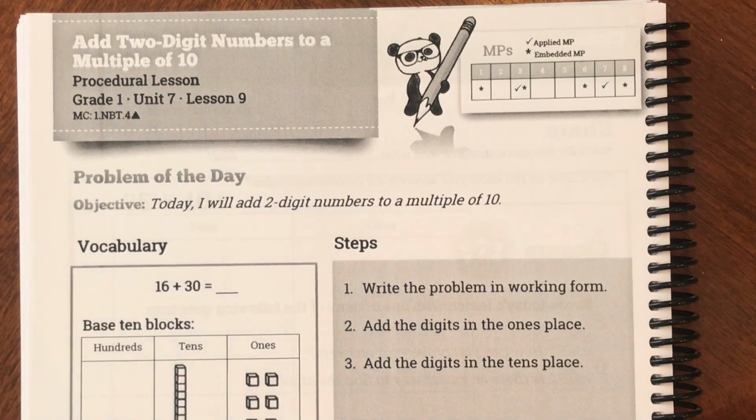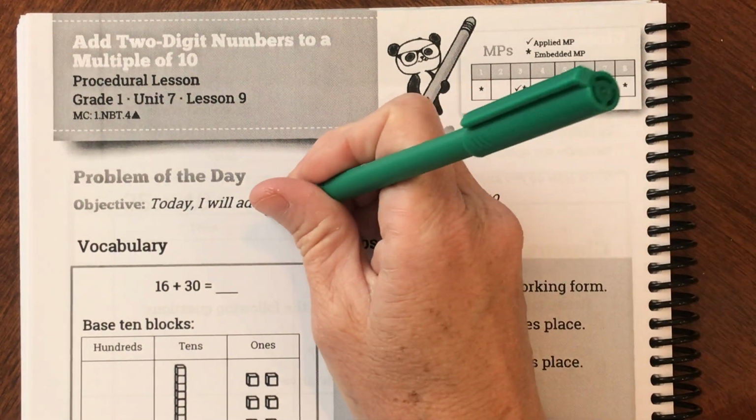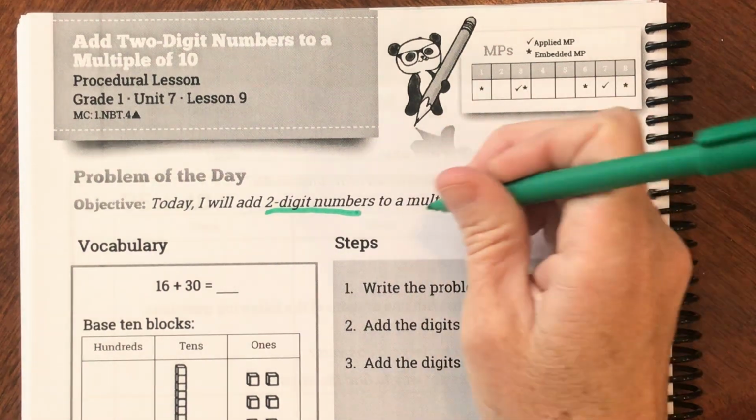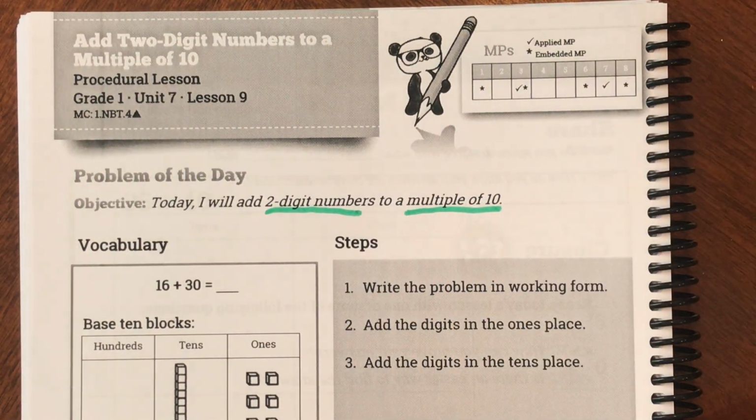Good morning, first graders. Today we're on page 235 of your student journal, page 235. And our objective today: I will add two-digit numbers to a multiple of 10.